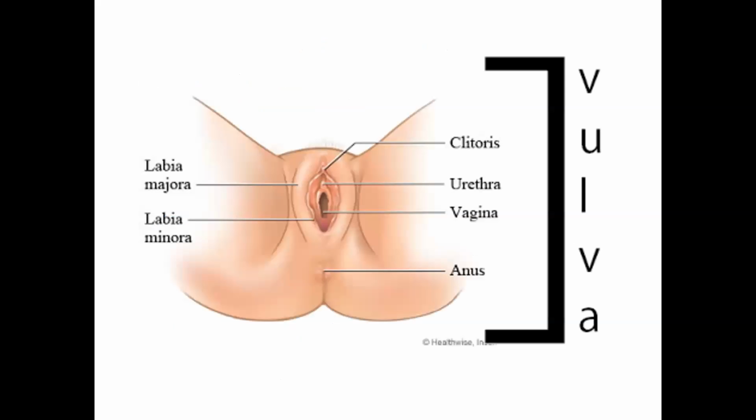I'm sure I have some great pictures of this. So starting at the most anterior portion is the clitoris. Then we have the urethra on that anterior portion of the vaginal opening. So vagina is here. Labia minora are going to be more medial. Labia majora are going to be more lateral.